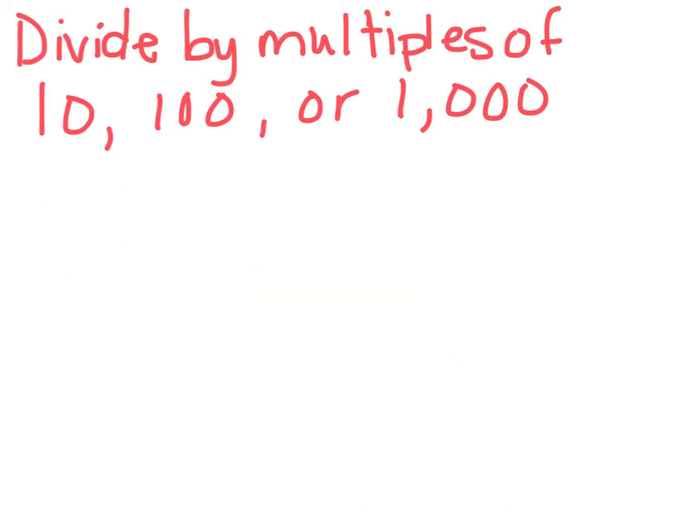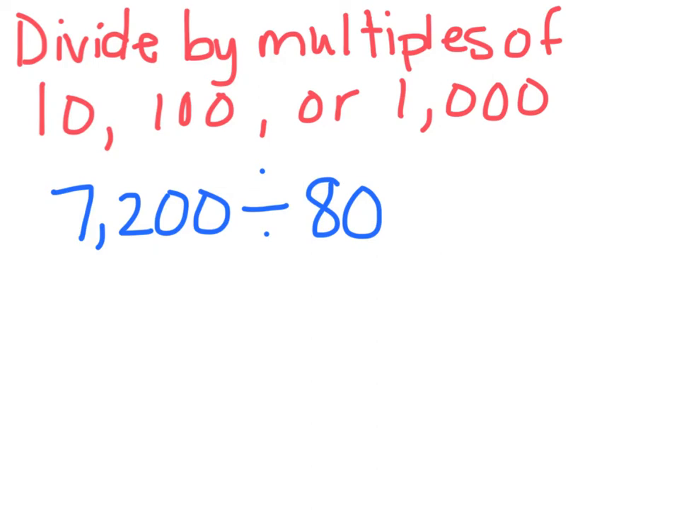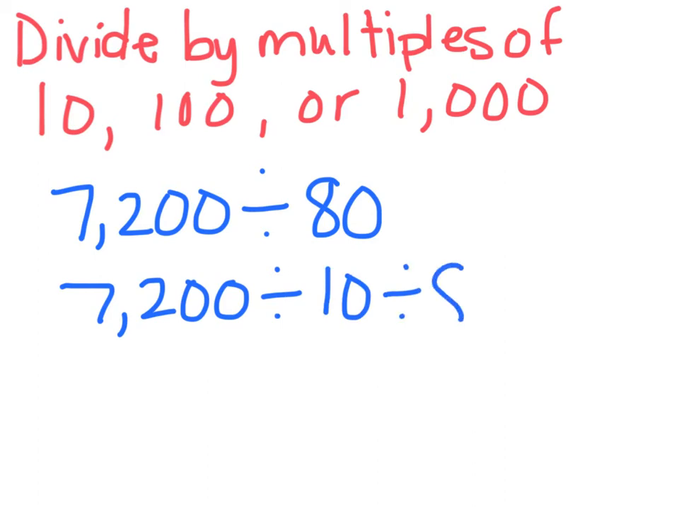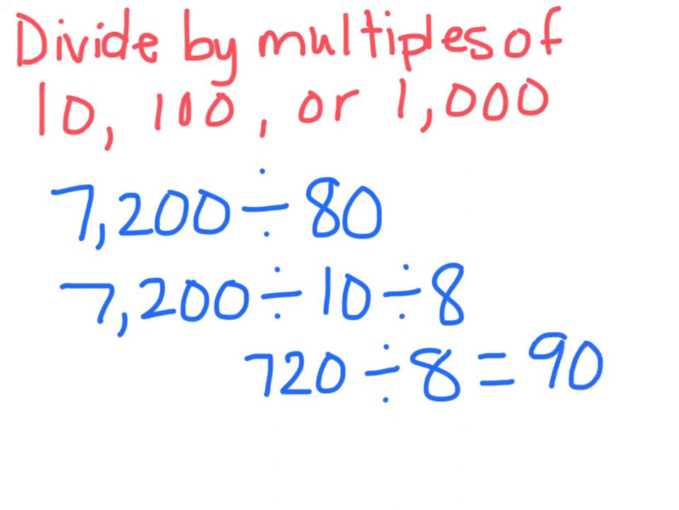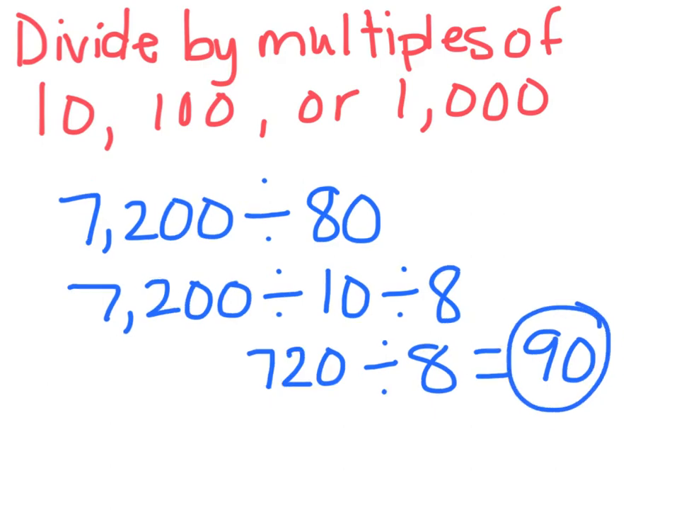And let's do one last example dividing by 10. This problem is 7,200 divided by 80. So 80 is our multiple of 10. So let's rewrite our problem as 7,200 divided by 10 groups of 8. If we're dividing 7,200 by 10, we know we simply need to take 1 zero off the end, giving us 720 divided by 8. Well, 720 divided by 8 would be 90, because 72 divided by 8 is 9, and then we put our 0 back on the end. So our answer is 90.